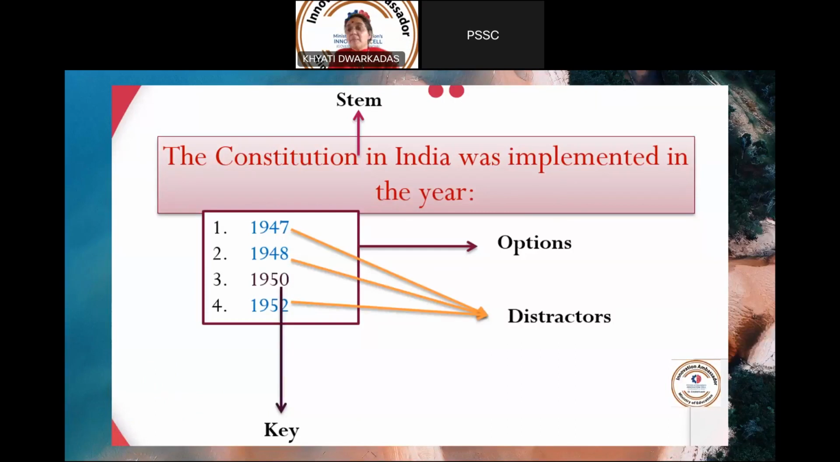Look at this example. The Constitution in India was implemented in the year. So that is the stem. Now look at the options. You have 4 options, which are all 4 years, very close to each other, but very significant in the Indian freedom struggle. So all 4 years become very significant. The correct answer is the key, and the remaining 3 incorrect options are the distractors.